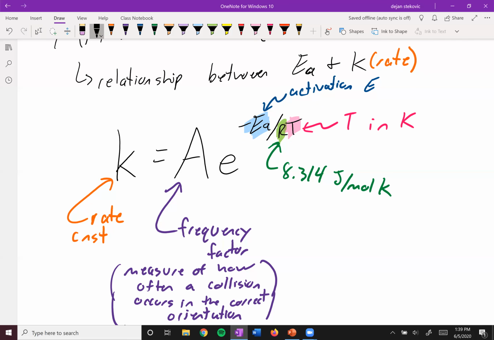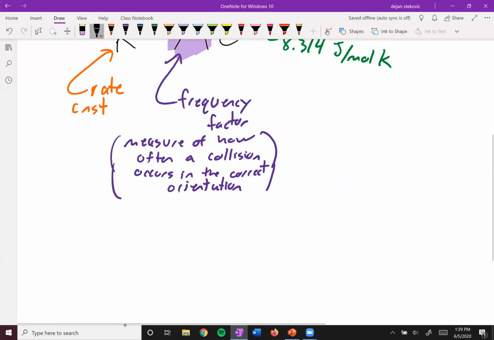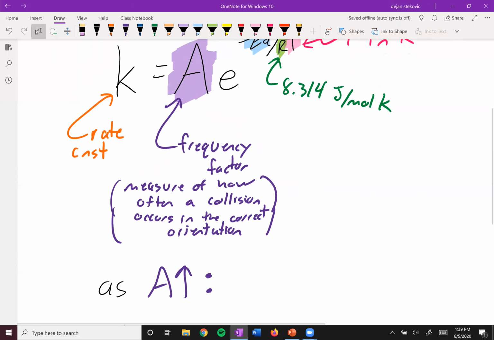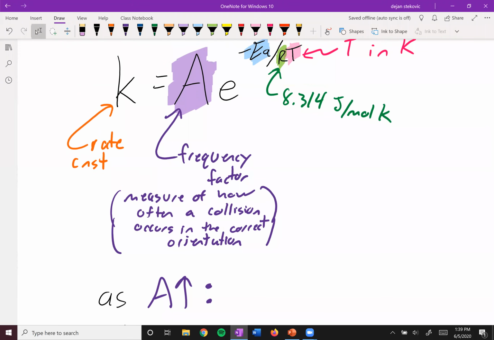And so you need to know the relationships between each one of these variables and K. What happens when one of these variables increases or decreases? What effect does that have on K? So let's take a look at all of these. So the frequency factor here, as A increases, what happens to K? Well, look at this equation. As A gets bigger and bigger and bigger, K is going to get bigger and bigger and bigger.